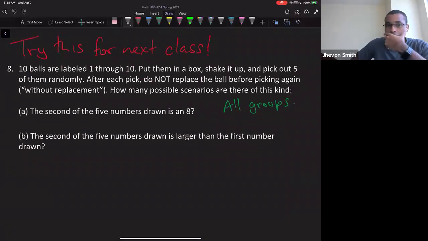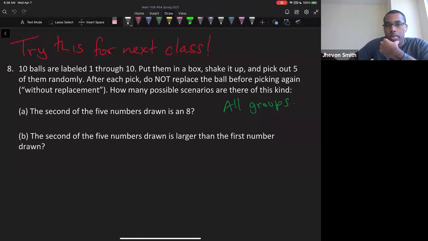Okay, so we have 10 balls labeled 1 through 10. Put them in a box, we shake them up. We pick 5 at random. After each pick, you do not replace the ball, and then you pick again, right? So this is called sampling without replacement. How many possible scenarios are there of this kind?